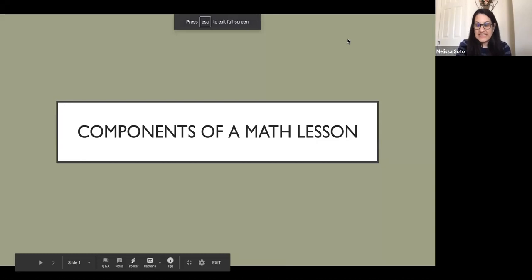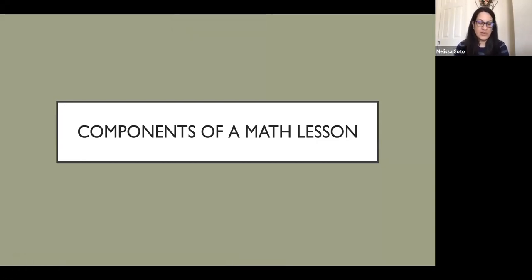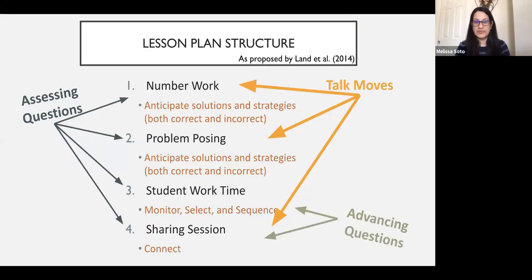And one of the things that we want to think about when we're working with students is that we're providing them opportunities, as we mentioned last week, to engage in problem solving. And so there are structures in place that will allow us to help build and scaffold this problem solving with children. Land et al. wrote a book in 2014, and they provided this structure for how we should plan our lessons for mathematics. And so there are these four components.